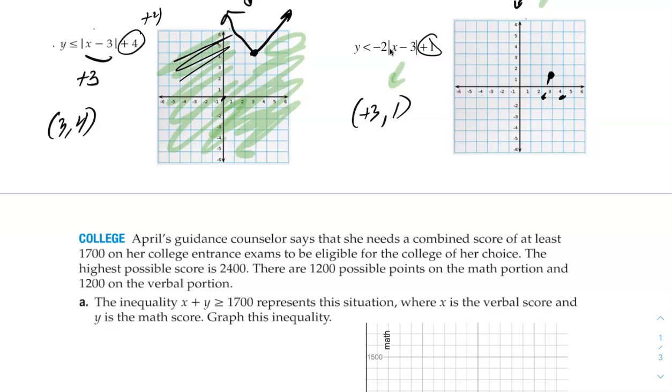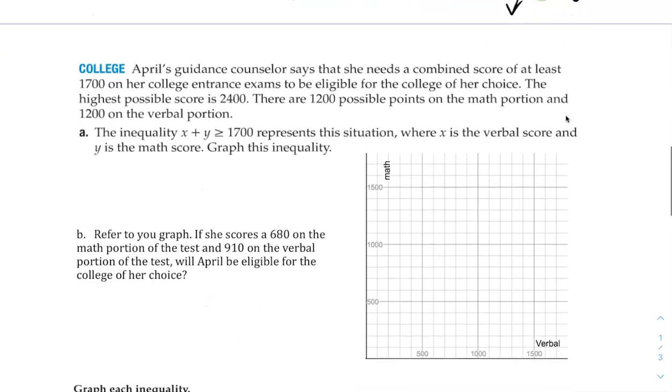And it is dotted. Then it's less than, so we're going to shade below. If you're not sure, you can always just pick a test point. Okay, let's move on to the next one.